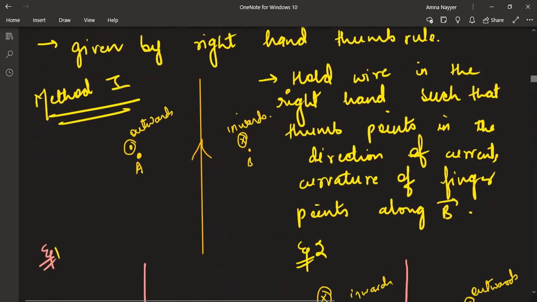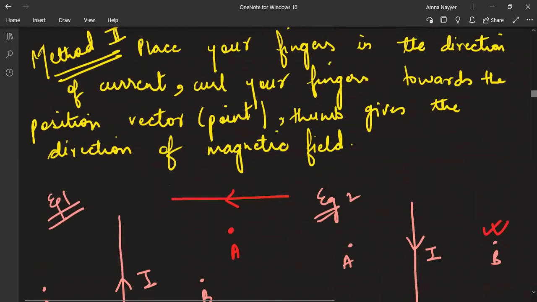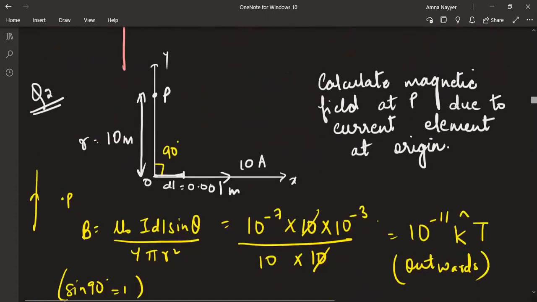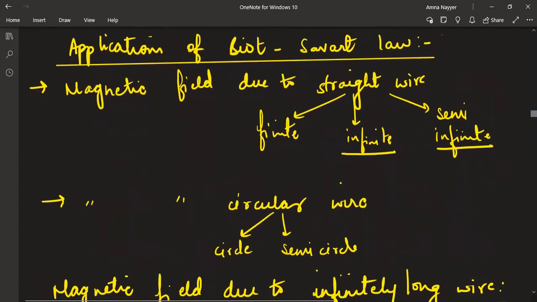Now, the direction of the magnetic field. There are two methods by which we can find the direction of the magnetic field. One is if you hold the wire in your right hand with your thumb pointing in the direction of the current, then the curl of the fingers at that particular point, if it's going outwards, means the magnetic field is outwards. If they are pointing inwards, the magnetic field is pointing inwards. The second method says you place your fingers in the direction of current and curl your fingers towards the position vector. The thumb will give you the direction of the magnetic field. So this is about Biot-Savart's law's formula.